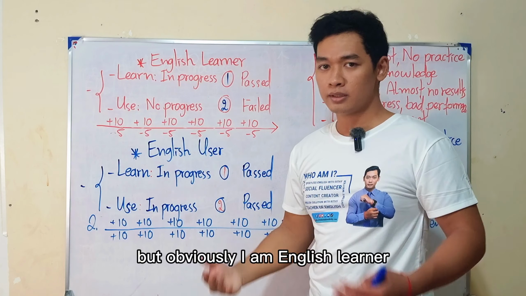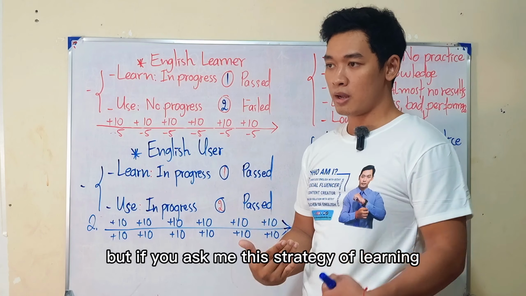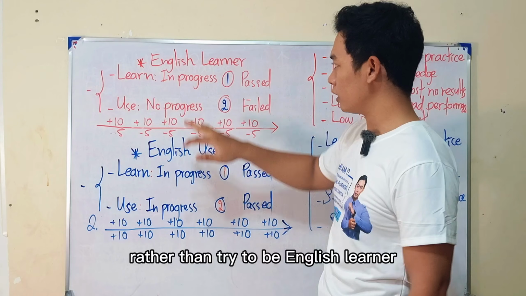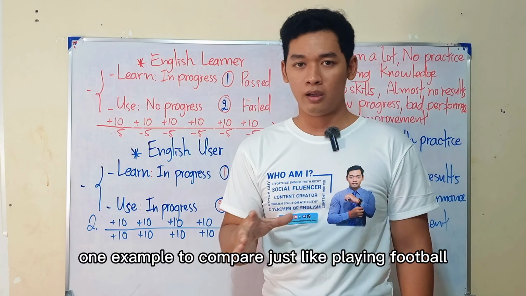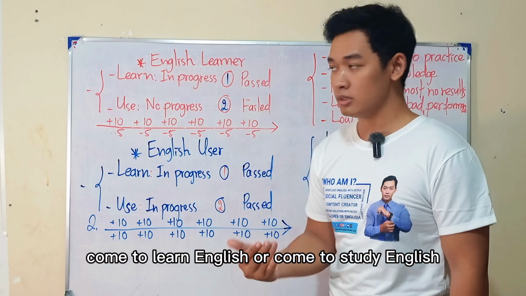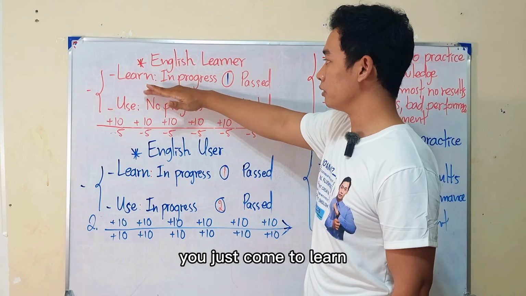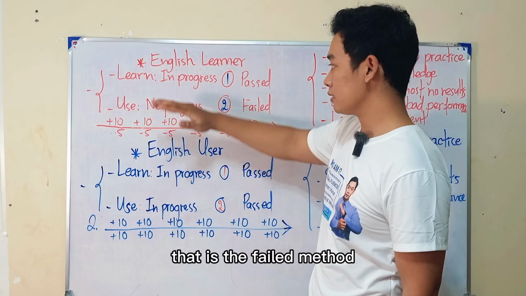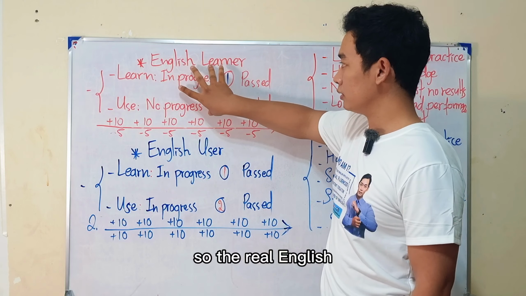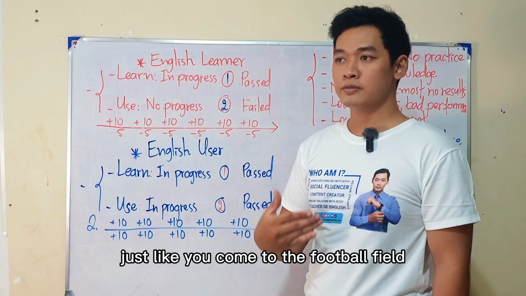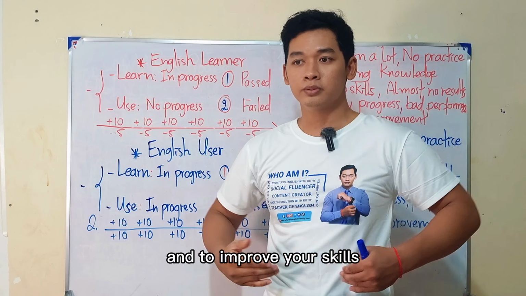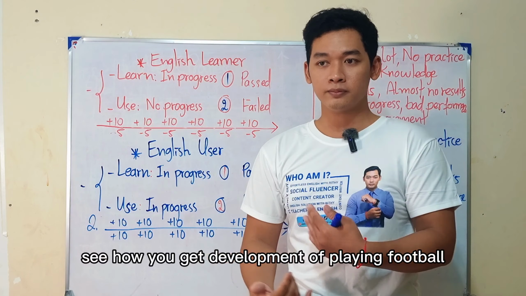But obviously I am an English learner. But if you ask me the strategy of learning, I definitely try to be an English user rather than an English learner. One example to compare, just like playing football. You think come to learn English or come to study English, that would be the process, you just come to learn and then you don't have to do anything. That is the fake method and you don't have to do this anymore if you realize, okay? The real English is just like you come to the football field and you enjoy playing football over there and improve your skills. See how you get development of playing football?